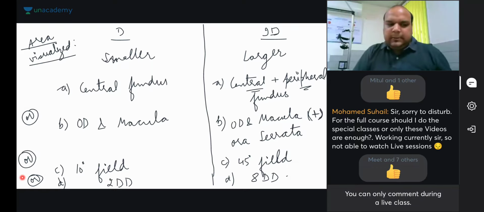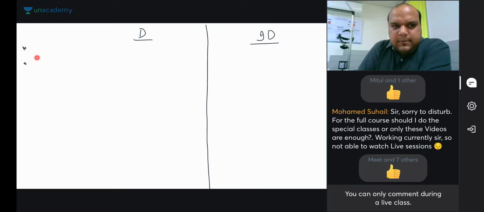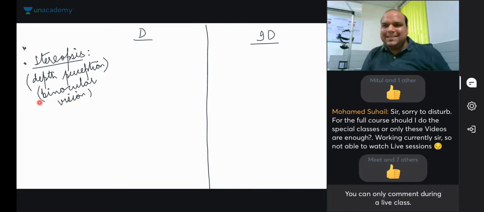Okay, everybody. Now moving on, some other differences between direct ophthalmoscopy and indirect ophthalmoscopy that you should know: direct, indirect. Stereopsis. As I've explained in squint, stereopsis means depth perception, and depth perception is a function of binocular vision.